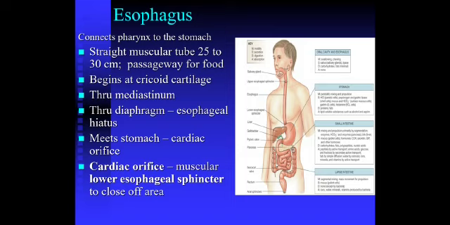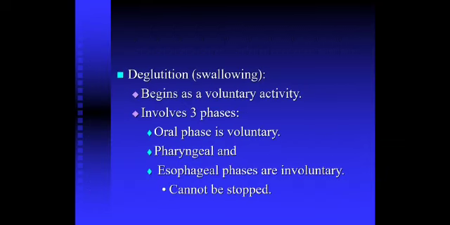The cardiac orifice is a muscular lower esophageal sphincter which closes the area. So you can see the stomach and the general structure. The esophagus is a 25 centimeter tube. So we will be dealing with a very important reflex, which is a spinal reflex, the swallowing reflex, called deglutition, which helps the chewed food after mastication to pass through the pharynx into the stomach via the esophagus.